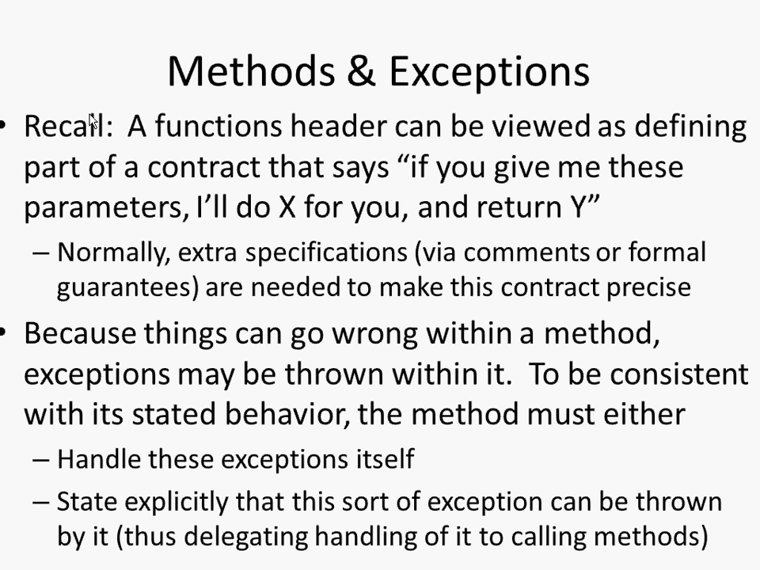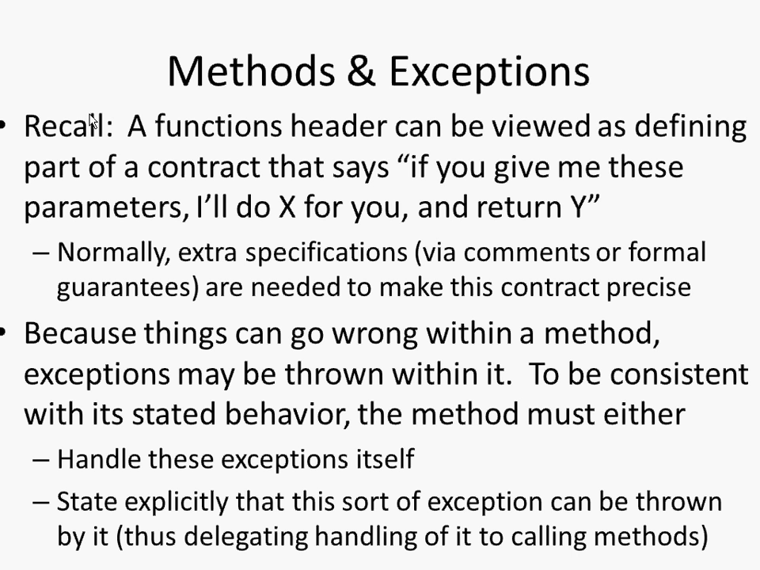The problem is that we need an extra specification to make this contract precise. Specifically, if things go wrong, we need to say what we're going to do. What things we will handle if it goes wrong. Either you need to handle them yourself, or you need to say, I don't handle them, and you may be shouldering the responsibility. So it's kind of like putting conditions in an actual business contract for things like earthquakes or natural disasters, or what they call acts of God or whatever.